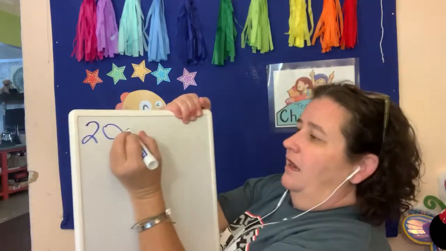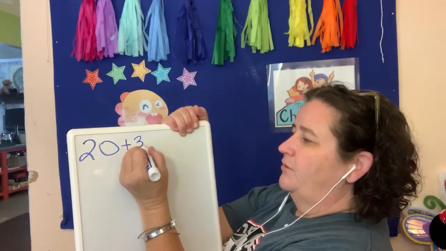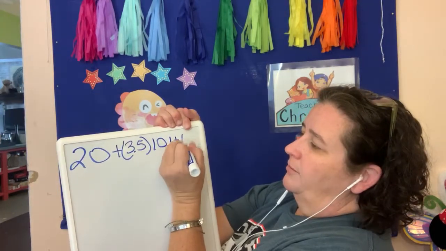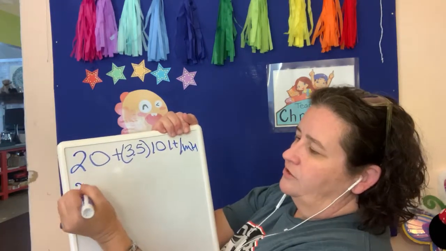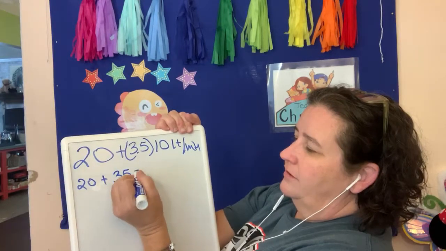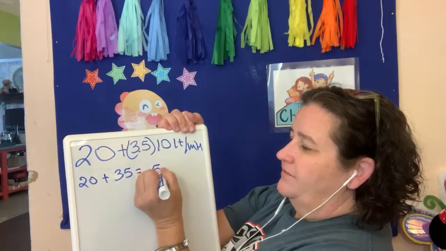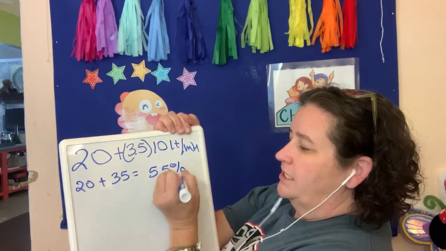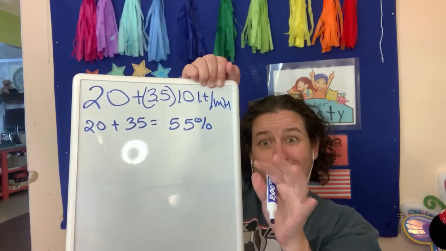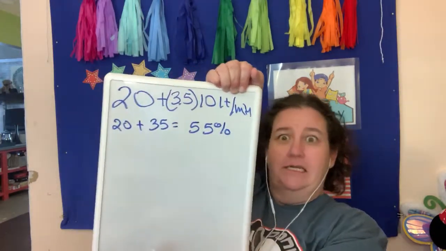So I have a lot of whiteboards, hold on. So if you had a simple mask at 3.5, the simple mask was on 10 liters per minute, you would have 20 plus 35 equals 55% FiO2. It's a little high because technically you can only go to 50, but close enough because it's an estimate.